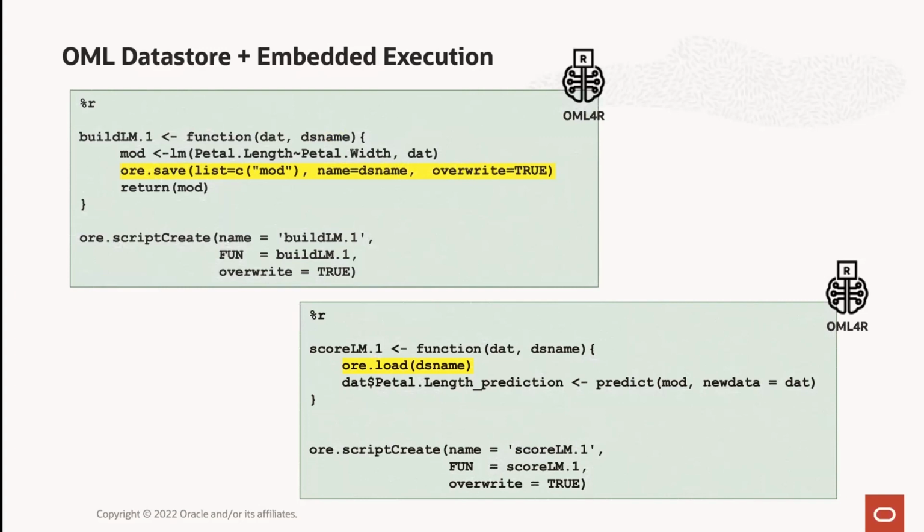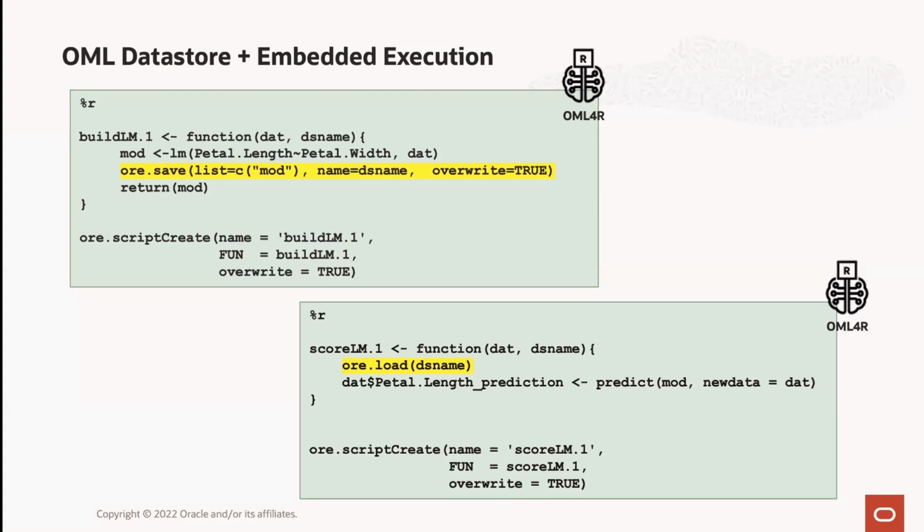So now that we walk through some quick use cases, let's demonstrate how the data store would be utilized during embedded execution. So we have two functions. The first function, build LM1, builds a linear model using the input data parameter, then saves the resulting model into the data store named with the second parameter, DS name, then returns that model. We will save that function to the script repository to be used in embedded execution.